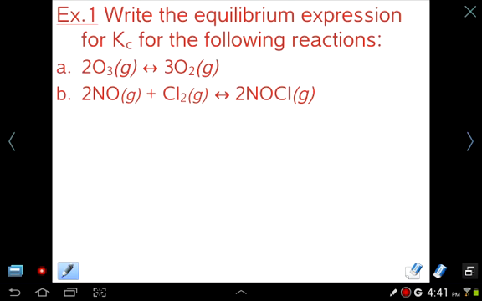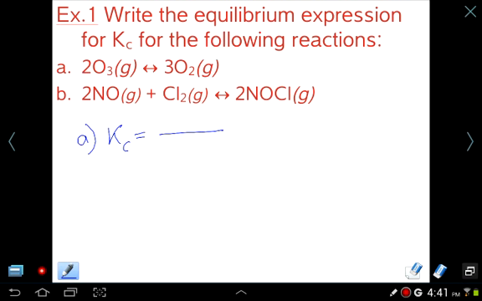Okay, why don't we do a few example problems. We want to write the equilibrium expressions for the following two reactions. So in reaction A, we're going to do essentially products over reactants. Let's go ahead and do, in this case it's going to be Kc. Because it's Kc, we'll have to use the brackets for concentration.